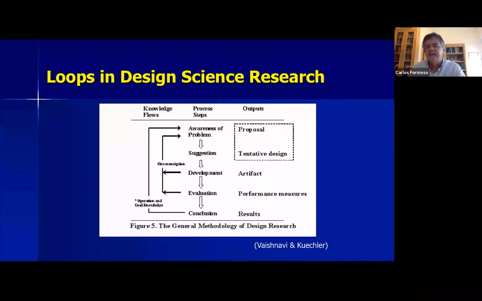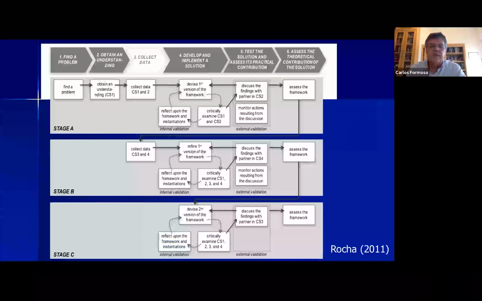What I'm saying is that design science research is a type of design, right? If you have some experience in design, for instance architectural design or structural design, you know that these loops are absolutely normal in design, right? You don't understand the problem completely at the beginning. You must iterate with the development of the solution and with the evaluation.